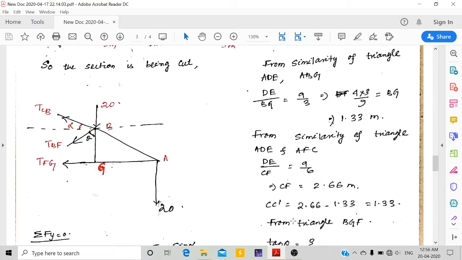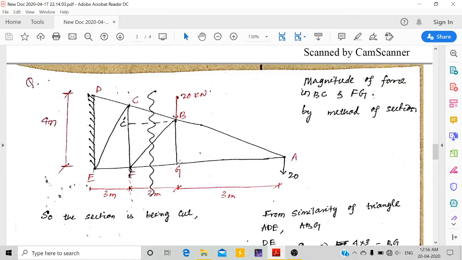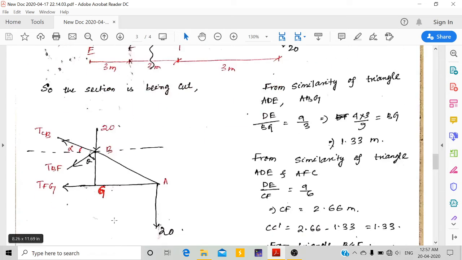This small triangle is from the triangle BGF. So in BGF, I will calculate this theta, where theta is equal to this P and this B, because we have to find the magnitude of force here. Similarly, from the triangle C dash B, we have to find this angle. So tan theta is 1.33 divided by 3. So this is my diagram.